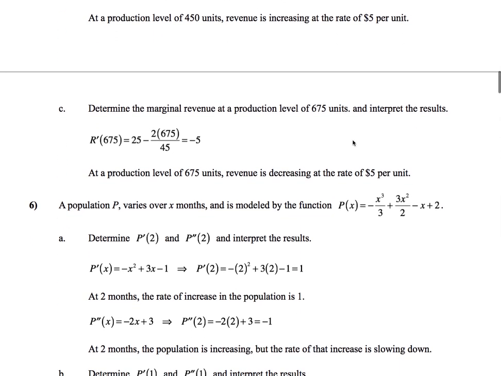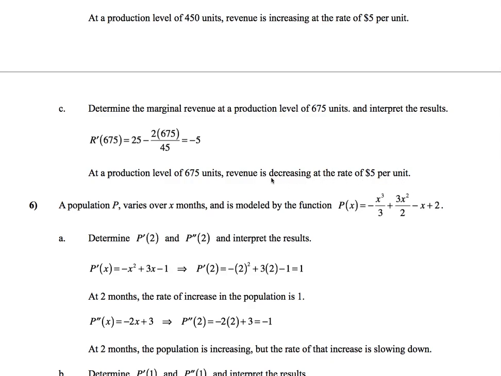Part C is the same calculation, but at a different production level, 675 units. So we calculated exactly as we did with the 450 by substituting the 675 in for the x, and 2 times 675 is 1,350. You divide that by 45 and you get 30. 25 minus 30 is negative 5. So at a production level of 675 units, revenue is decreasing at the rate of $5 per unit.